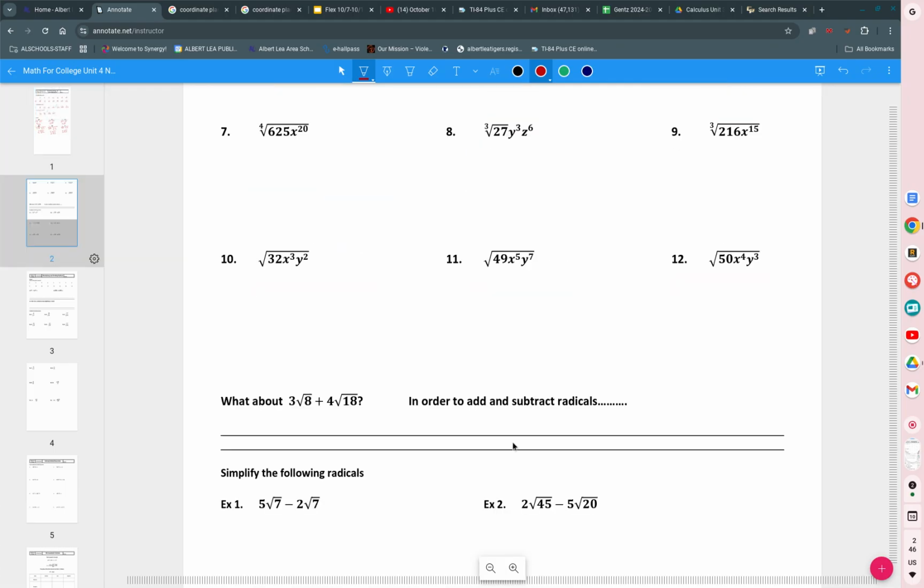Okay, let's flip to the back side here. Good work. I should rewrite number 8. It should read the cube root of 27 y cubed is e to the 6th. So the root symbol should be over all those terms.